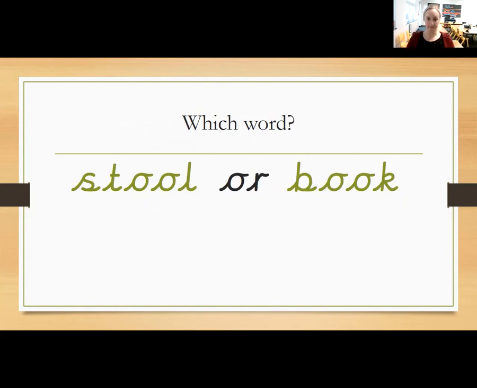Have a little read of them. And then I want you to think, which word has the sound oo? Trying to trick you out a little bit here. So hopefully you've noticed that this word here, stool, has the sound oo in it. The other word was book.